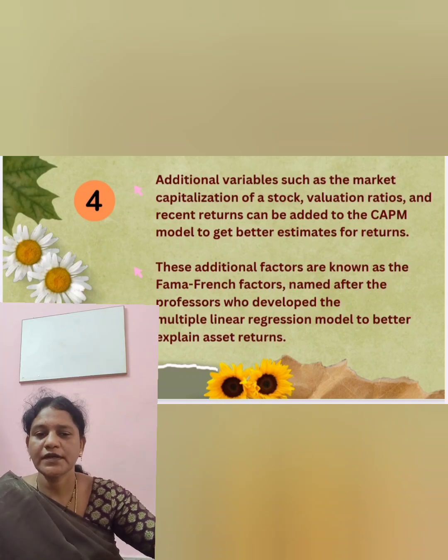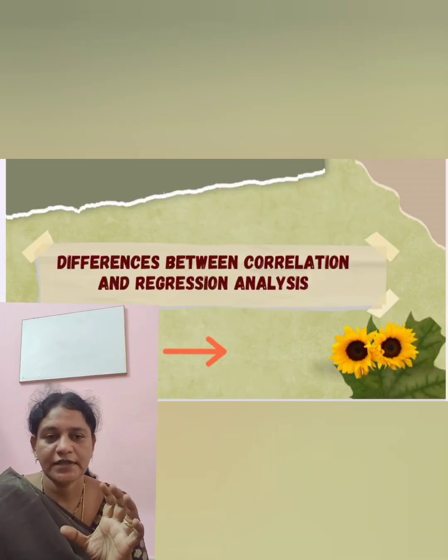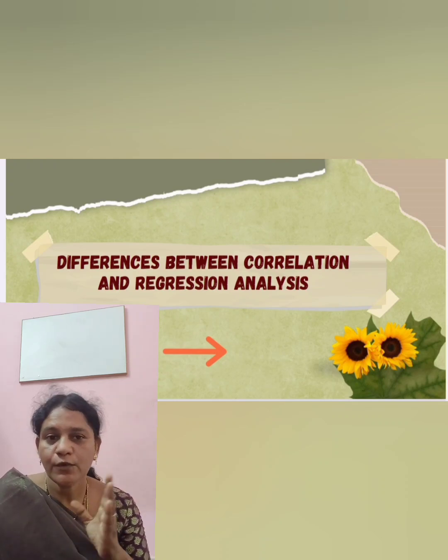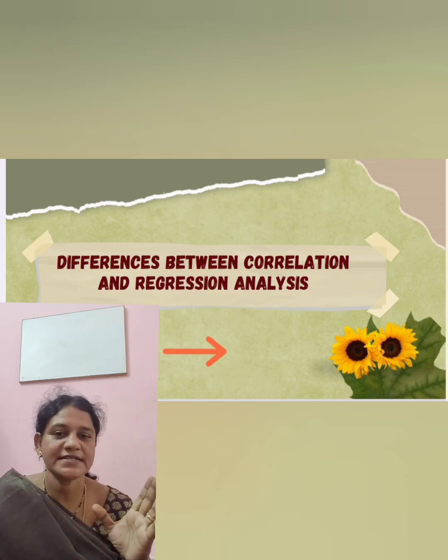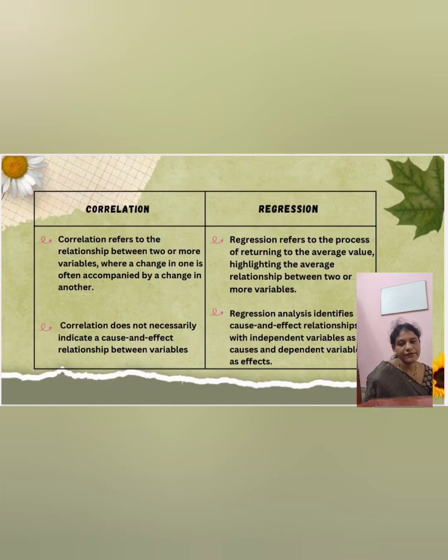Up to now, we have learned very well about the uses of regression. Now, let me explain the differences between correlation and regression analysis. Generally, correlation refers to the relationship between two or more variables, where a change in one is often accompanied by a change in another.